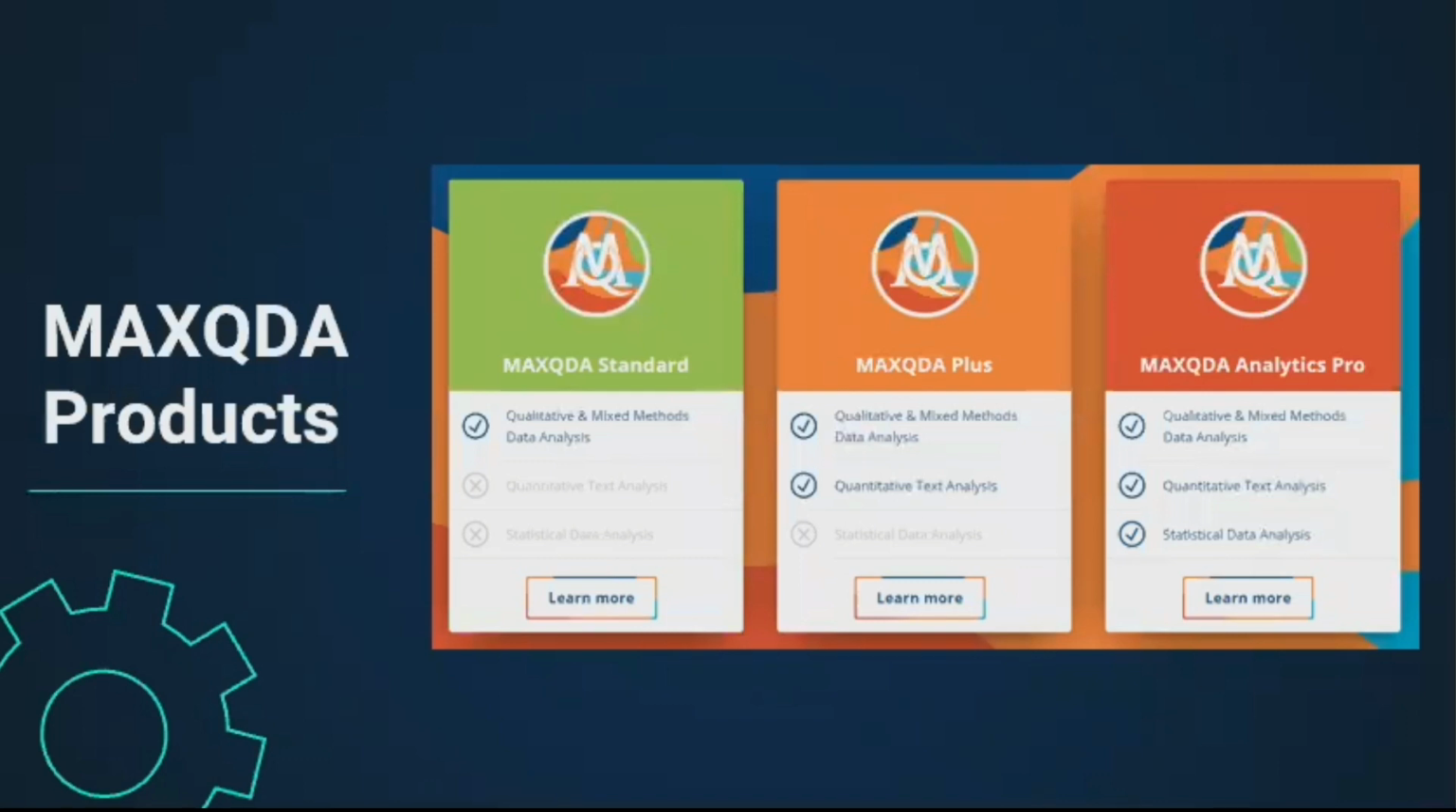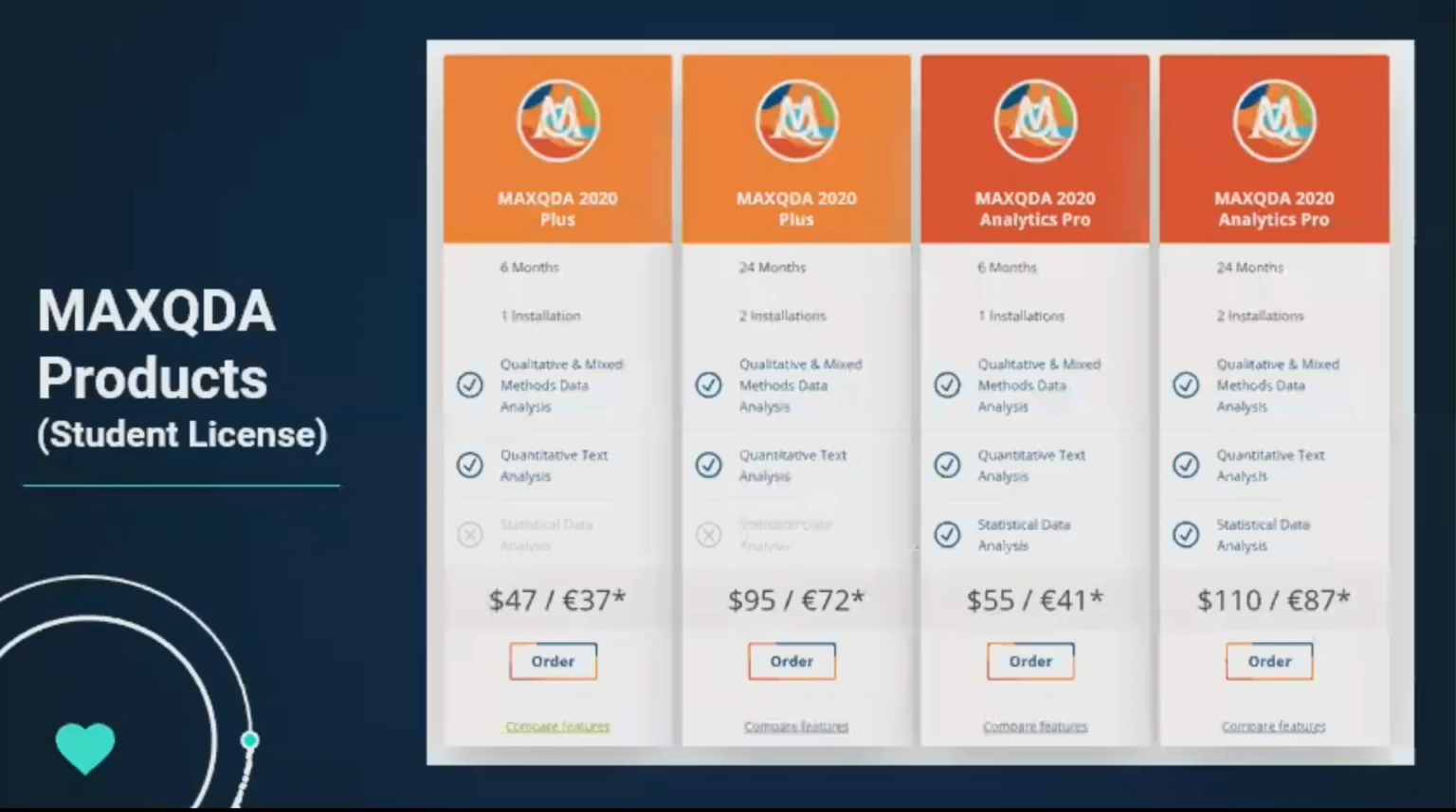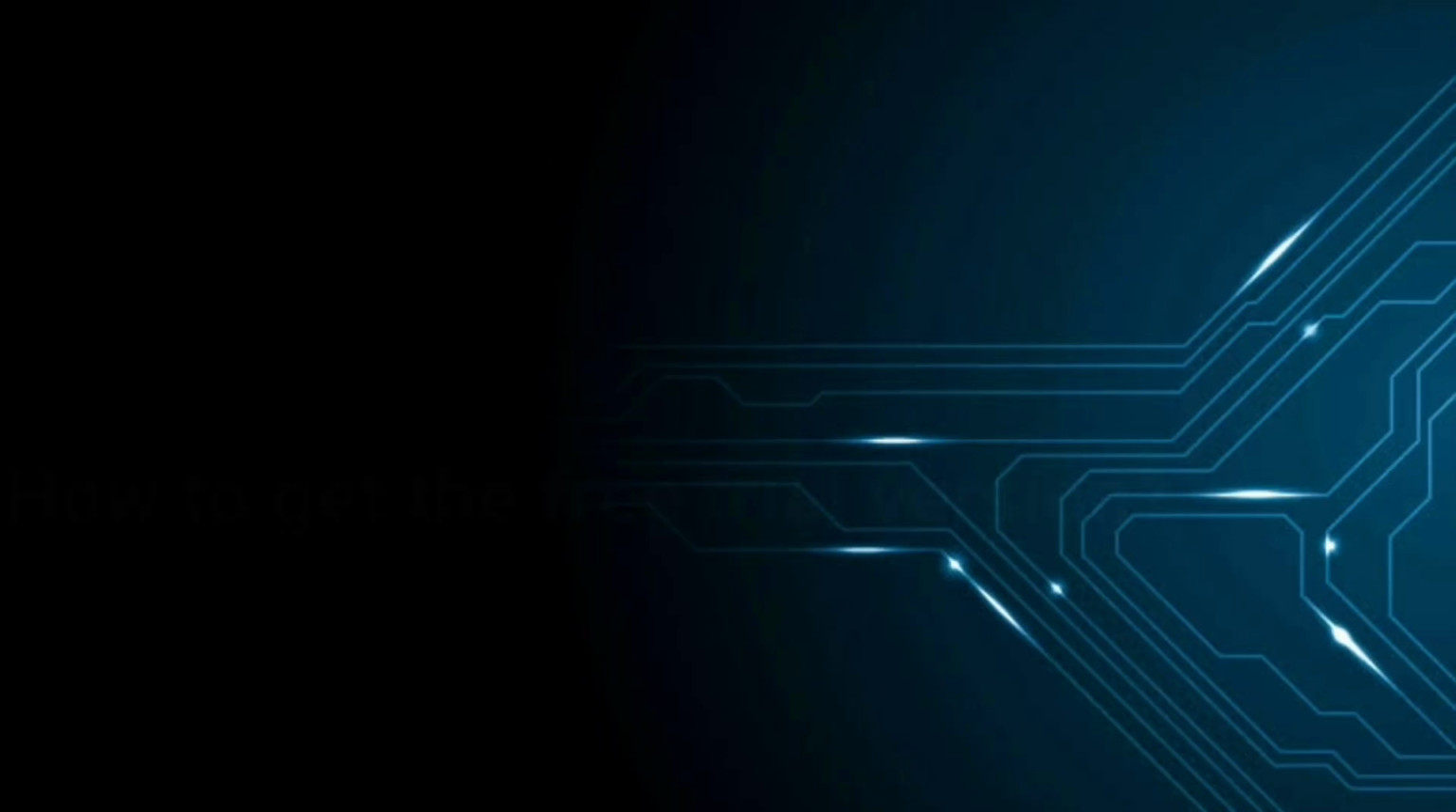MaxQDA offers several products, and these products differ on the features available for the users. It offers a highly discounted student license of the product, and its price range starts from $47 or 2,300 pesos, good for 6 months.